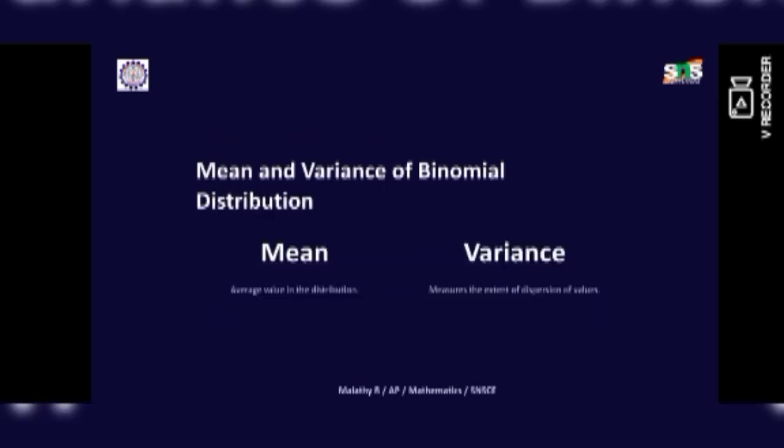Mean and variance of binomial distribution: the mean is the average value in the distribution. Variance measures the extent of dispersion of values.